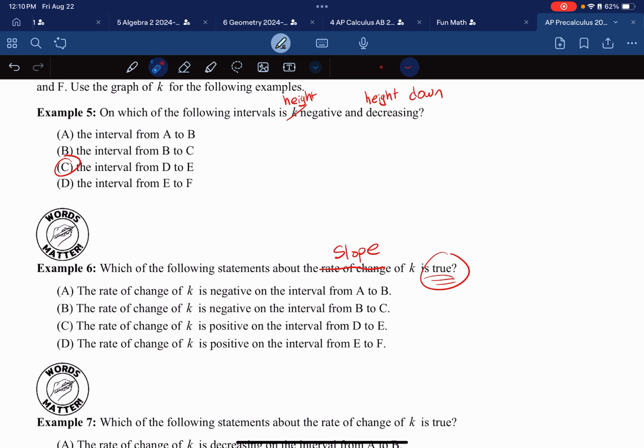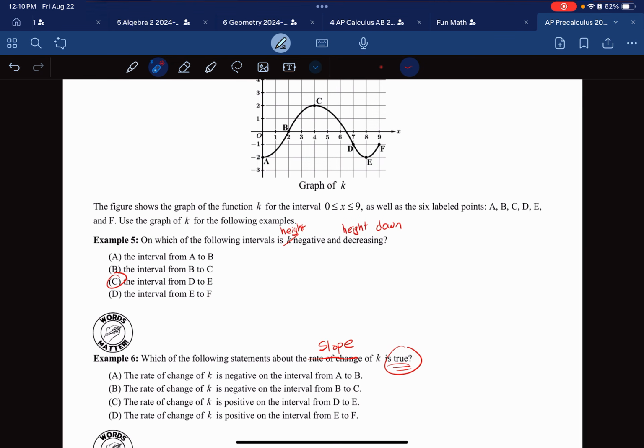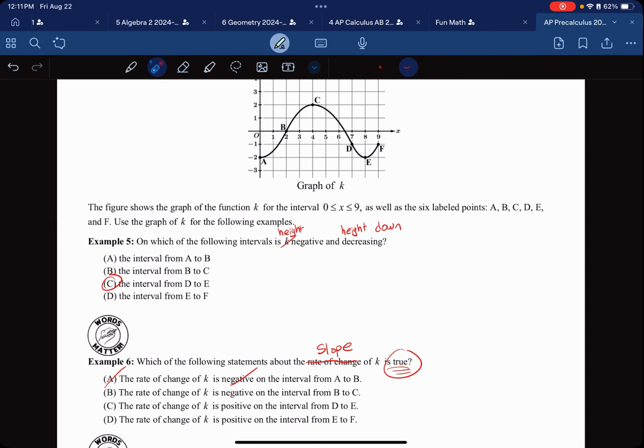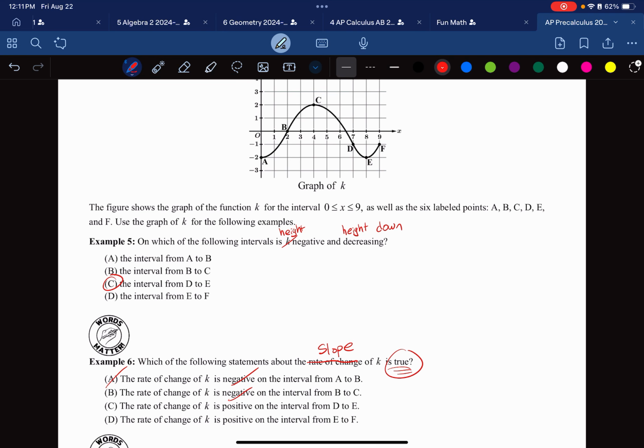Okay, well, I have to say between A and B. Let's check. Between A and B, the slopes are all positive. The rate of change is positive. They said negative. Well, that is incorrect, therefore it's not A. Okay, let's look between B and C. Between B and C, the slopes are all positive. That's a positive slope. That's a positive slope. That's a positive slope. Dang it, they said negative. That's not it. It's not B.